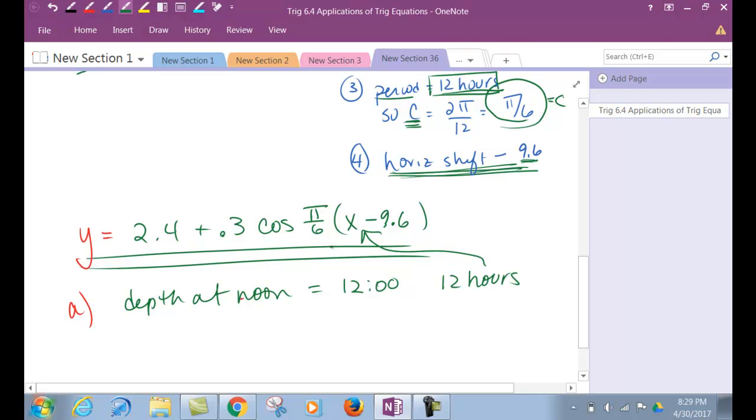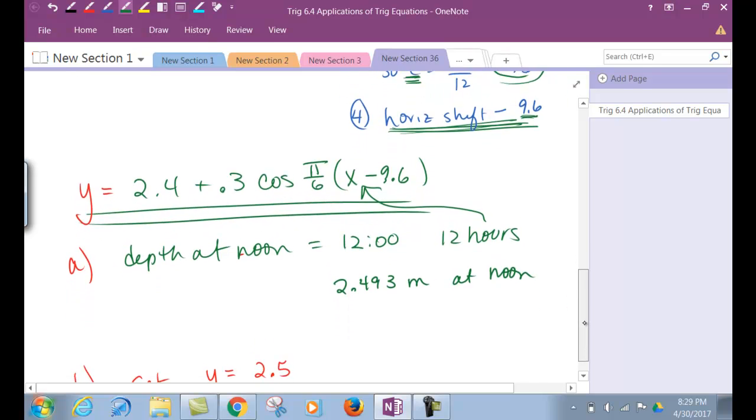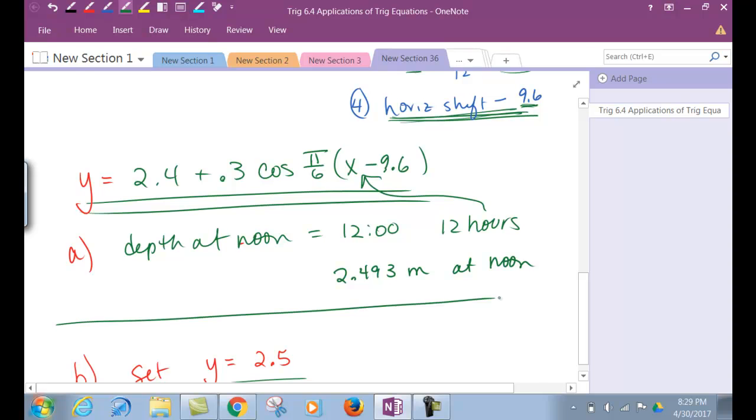And so you might want to try that and find that you have 2.493 meters at noon. Okay, so that's pretty simple. That's not solving, that's evaluating. Here's the part that's going to be tricky.